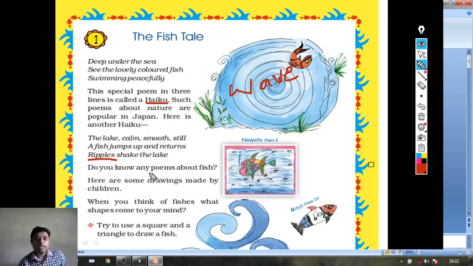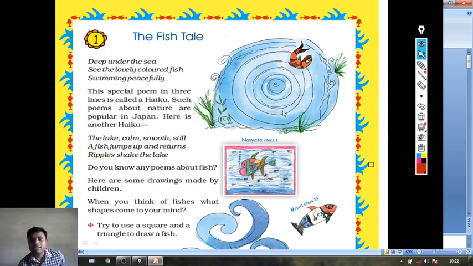Do you know any poem about fish? Who knows any poem related to fish? I know most of you know very good poems also. Okay, let's read another poem related to fish. So what is that poem?